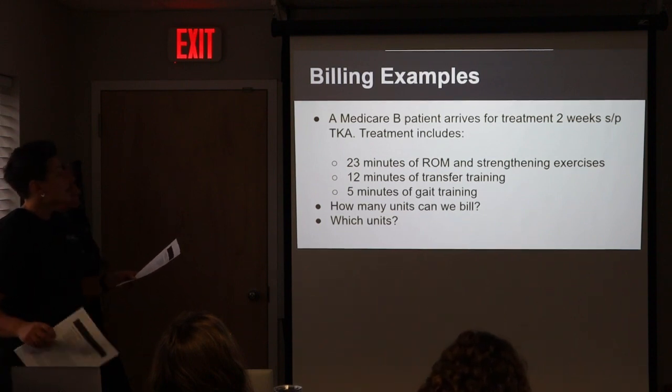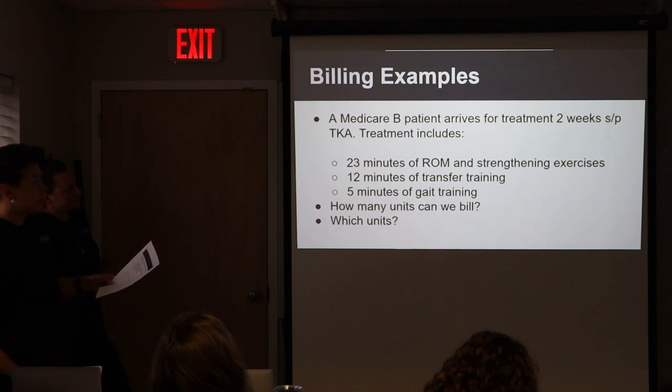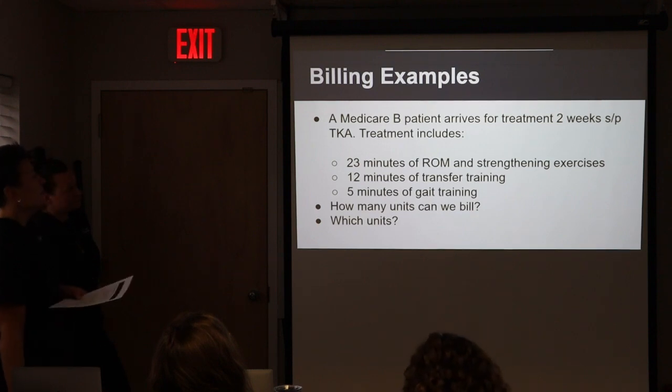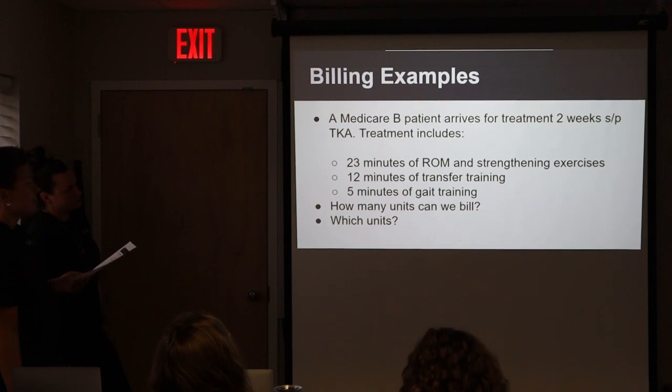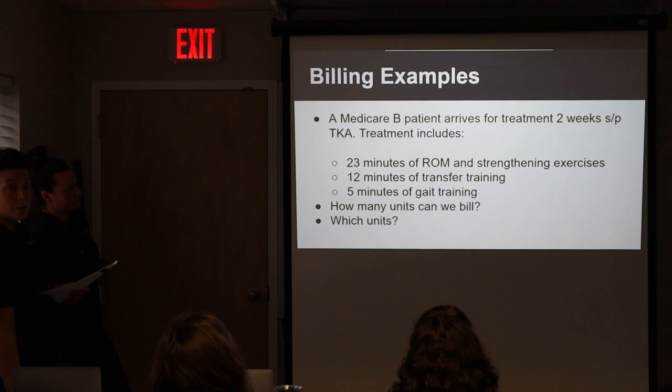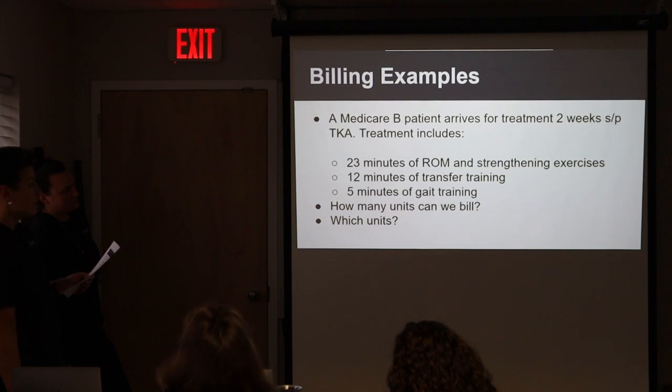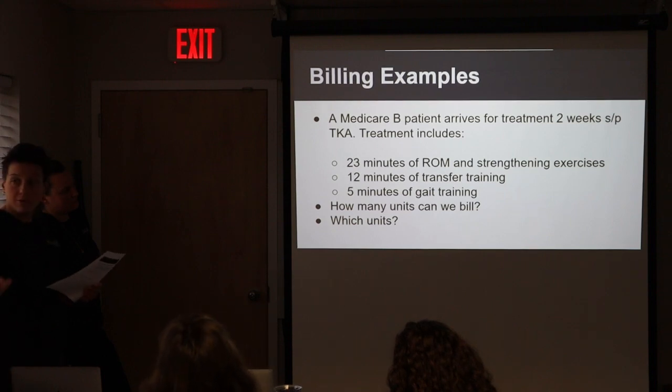Alright, so a Medicare B patient arrives for treatment two weeks after a total knee. It includes these things. How many total units can we bill? Three. Great. And what units are we billing? Therex, how many? Two. Okay. And Theract, transfer training. Right, so that's 3 units.